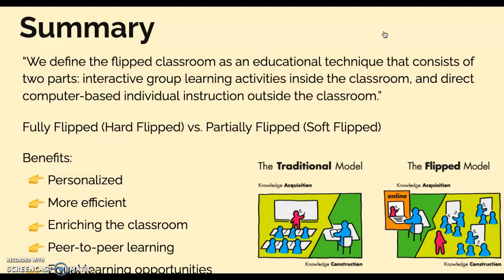According to a research paper, The Flipped Classroom, a survey of the research, it provides a formal definition of the flipped classroom. We define the flipped classroom as an educational technique that consists of two parts: interactive group learning activities inside the classroom and direct computer-based individual instruction outside the classroom. Khan Academy and UCI Open, which we explored before, are tools of the flipped classroom model.